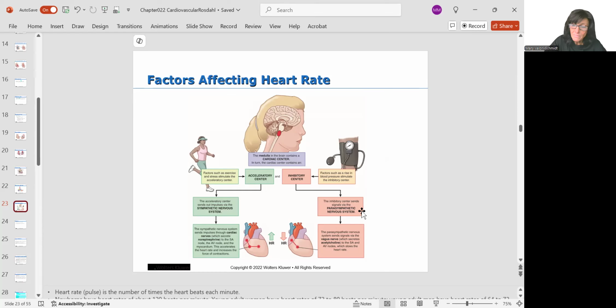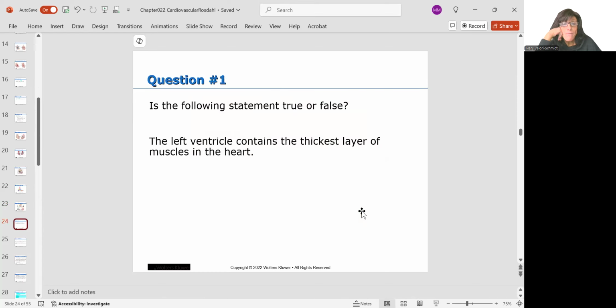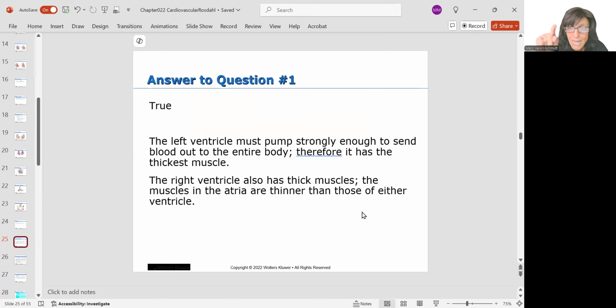Only makes sense. Okay. The left ventricle contains the thickest layer of muscles in the heart. Is that true or false? Remember, the left ventricle is the queen mother. If you said true, you'd be right, because that's the one that's got to pump the oxygenated blood all through your body. So that one needs oomph behind it.